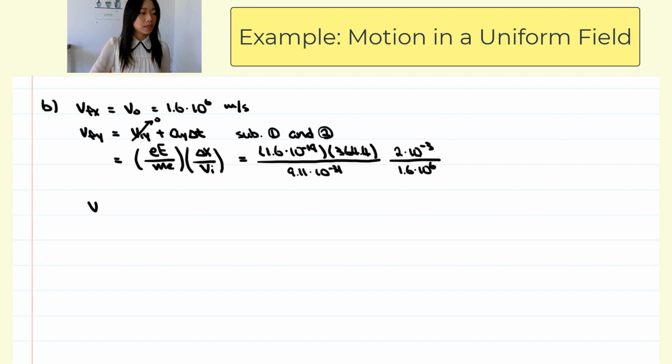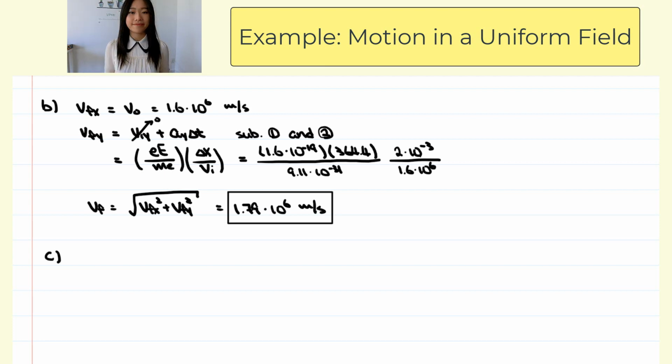So for the final speed, we use the Pythagorean theorem. It would be the square root of the sum of the squares, vfx squared plus vfy squared, which equals 1.79 times 10 to the power of 6 meters per second. And in part C, we replace the electron by a proton. We want to find whether the proton will also hit the upper plate. If not, what is the displacement as the proton exits the region?